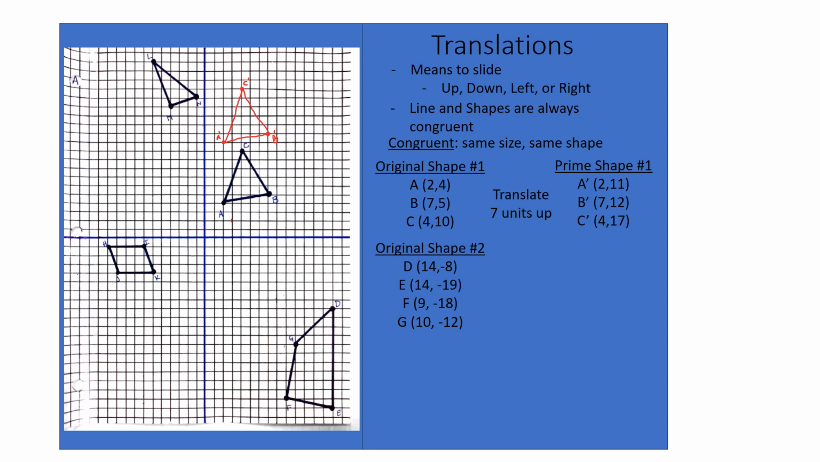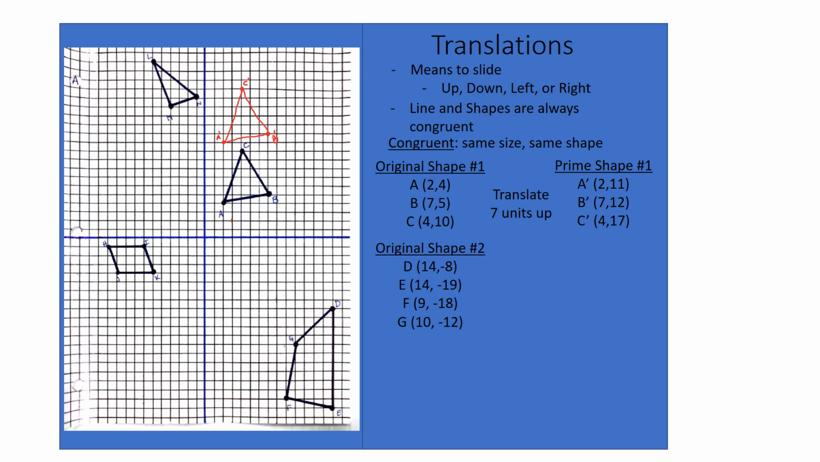Now we're going to go on to shape number 2. Down in the bottom right-hand corner, we have the shape labeled D, E, F, G. Point D is originally at 4, negative 8. E down at the bottom is at 14, negative 19. Letter F is at 9, negative 18. And point G is at 10, negative 12. Again, our first step is to write down the original points.